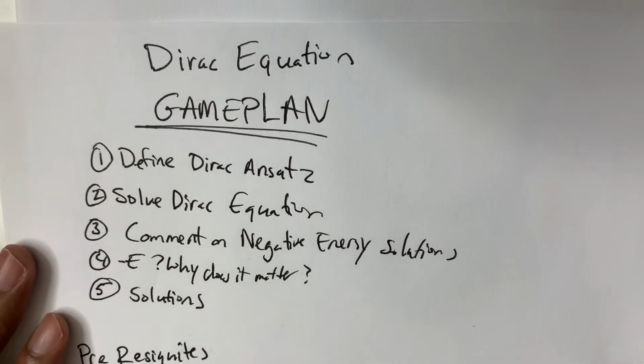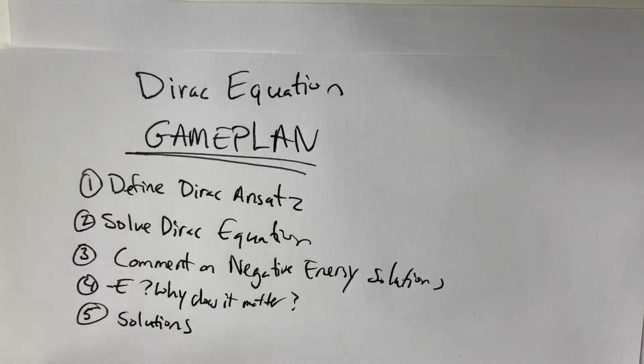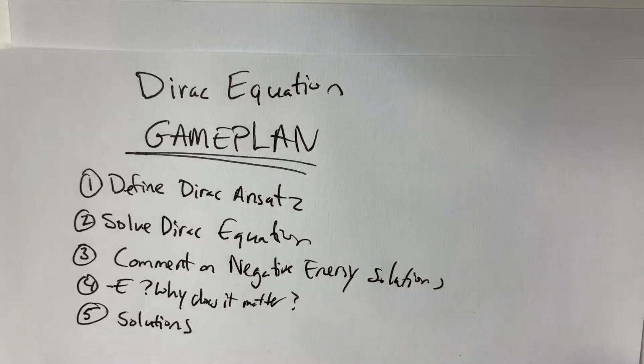To start with, we're going to first define the Dirac ansatz. And from there, we will solve the Dirac equation with this ansatz. Then, we will comment on the negative energy solution to the Dirac equation, and then talk about why it's relevant. Why does negative energy matter? And then, lastly, we will talk about solutions to fix this negative energy conundrum that comes from the Dirac equation.